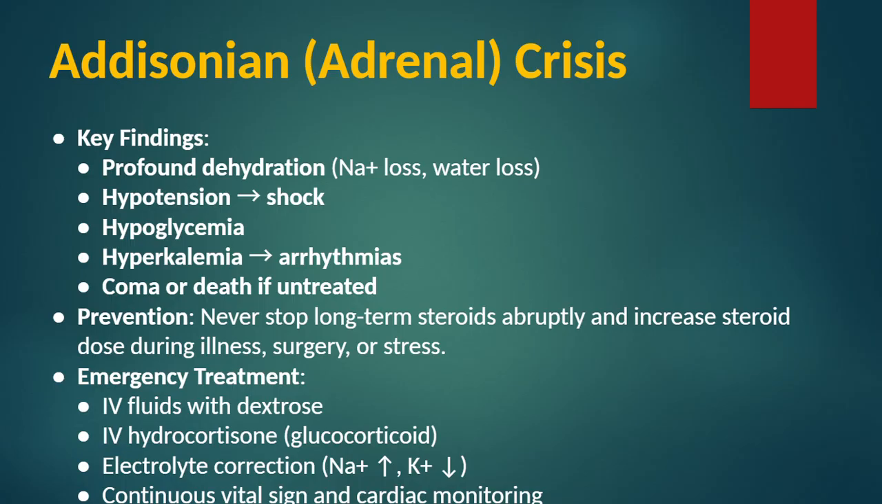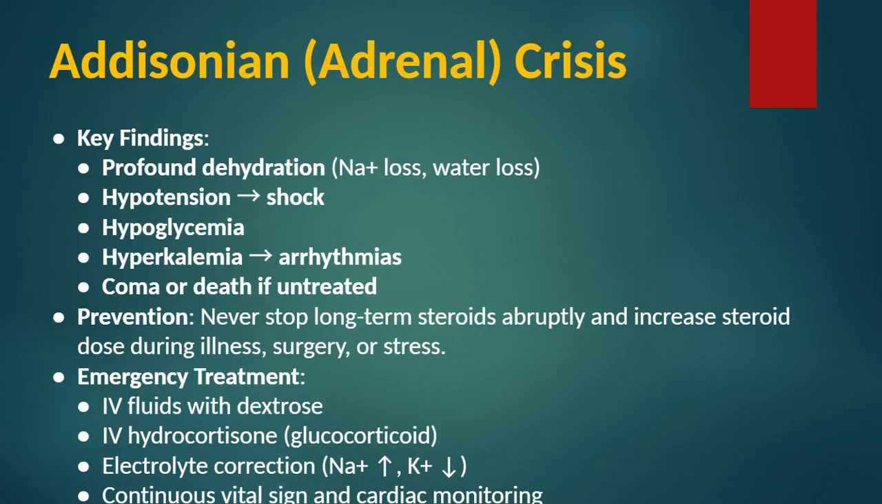The patient will receive IV fluids, usually normal saline with dextrose, to replace lost fluids and correct low blood sugar. High-dose IV glucocorticoids, such as hydrocortisone, to restore cortisol levels quickly. Electrolyte replacement, including sodium, to correct hyponatremia, and interventions to lower dangerously high potassium. Continuous vital sign monitoring is essential. Watch for hypotension, tachycardia, and signs of shock.